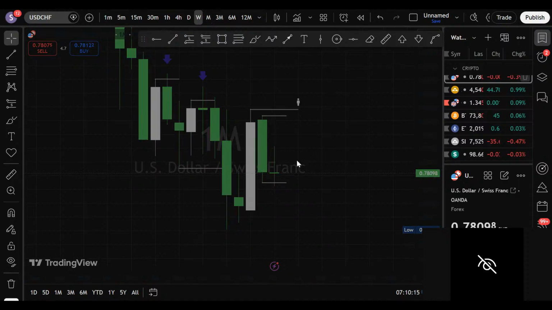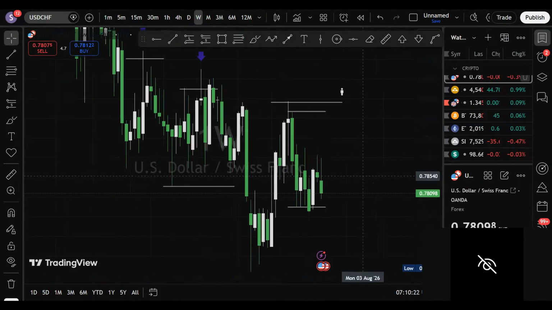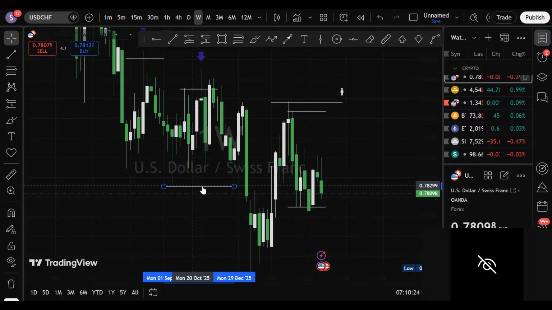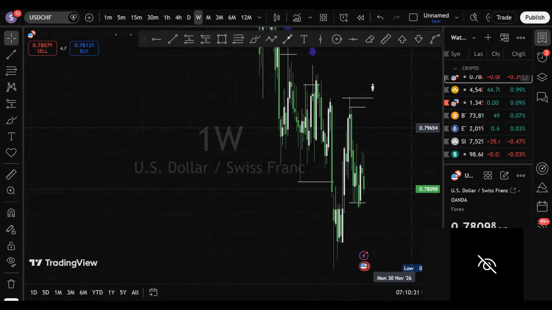So now, if you scale down on the 1 week time frame, this is what we have on the 1 week time frame.